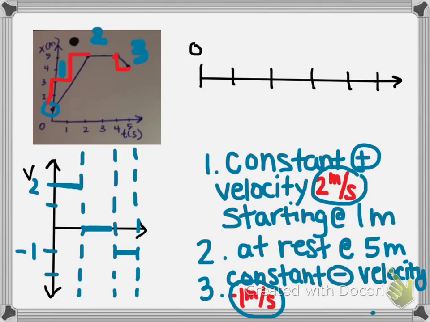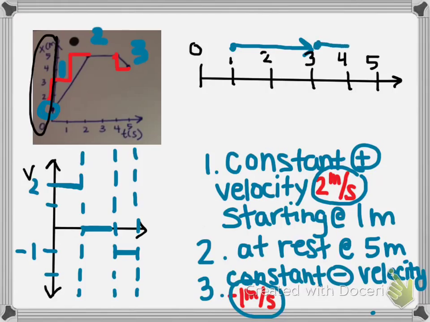So let's now look at my motion map. For my first one, I have 2 seconds, so that means I am going to have 2 arrows because each arrow represents 1 second. I'm going to start my object at 1 meter because that's where my starting position is. And since my velocity is 2 meters per second, I'm going to have my arrow go over 2 meters instead of just 1. A way you can think about this is: this would be 1, 2, 3, 4, 5, the meters that the object has gone. So I'm going to go for 2 seconds, and I ended at 5 meters, which makes sense because that's where I ended on my position time graph.